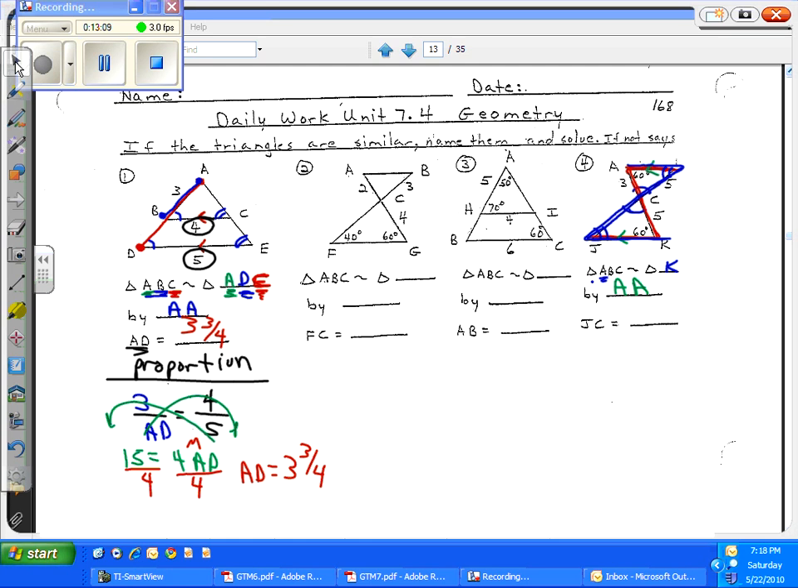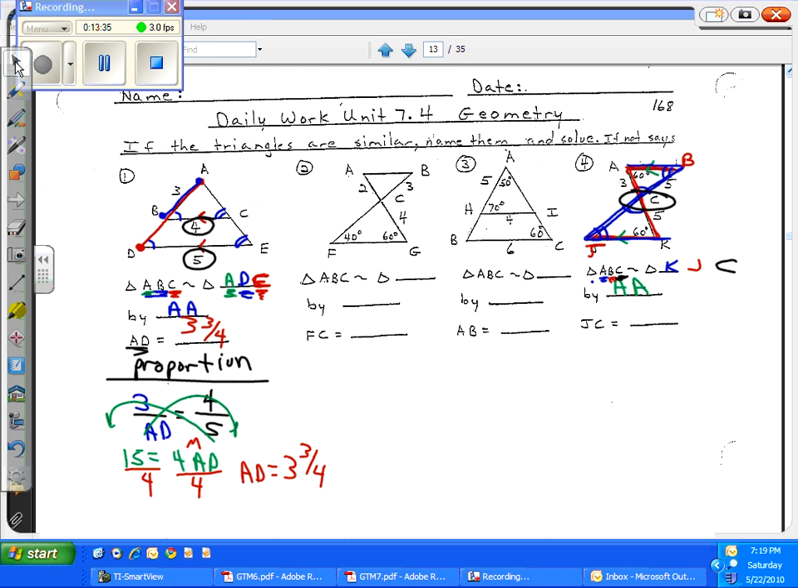B was equal to J down here because they're the other alternate interior angles. So since B is in the middle, we're going to put J in the middle. And then those vertical angles were both C right here, and so we'll put C equals C. We're looking for JC.